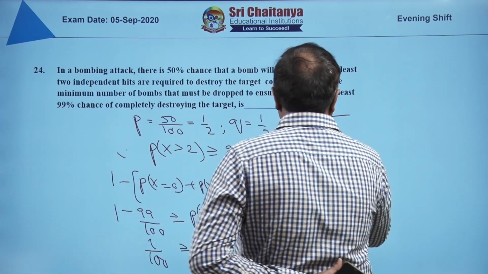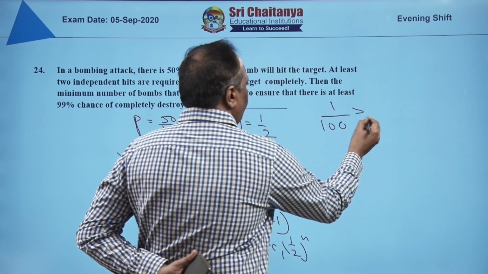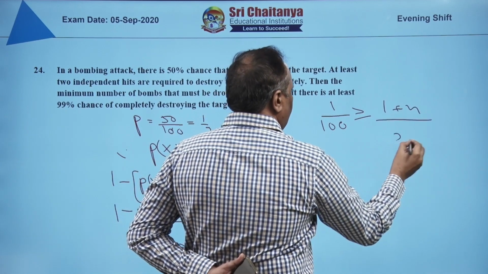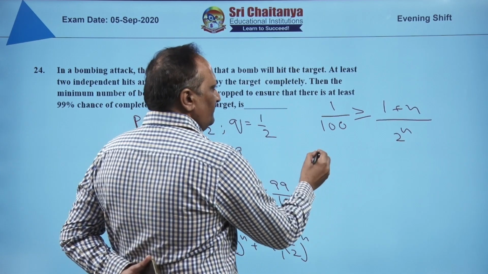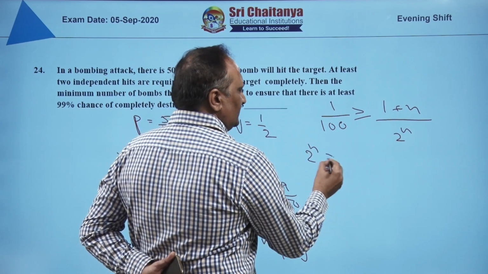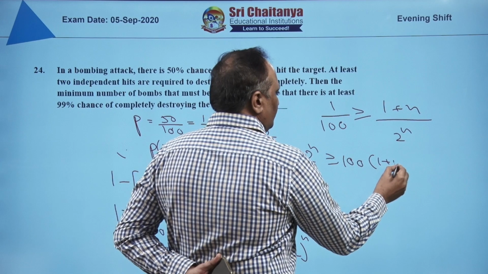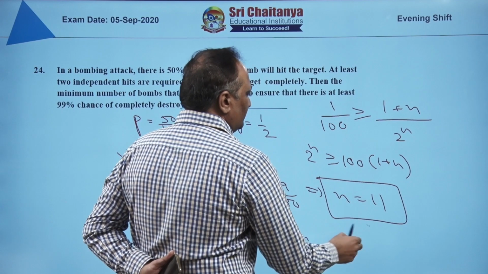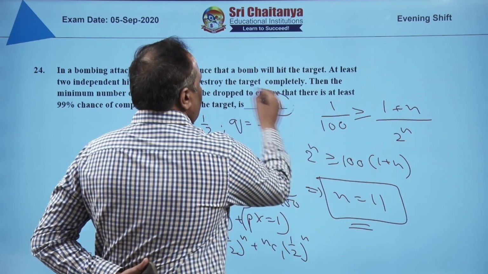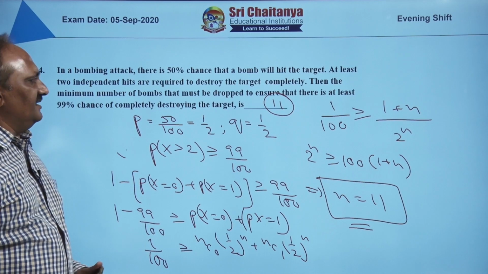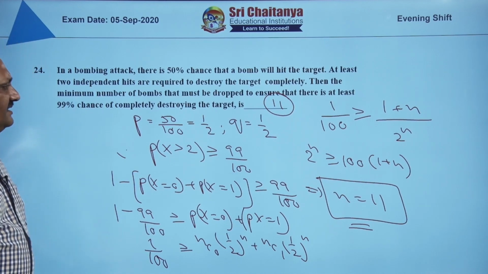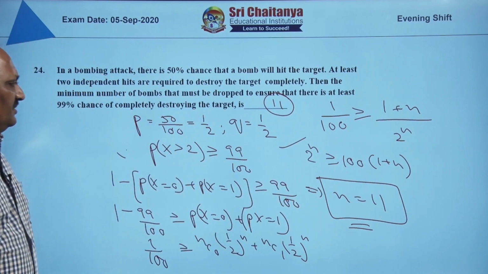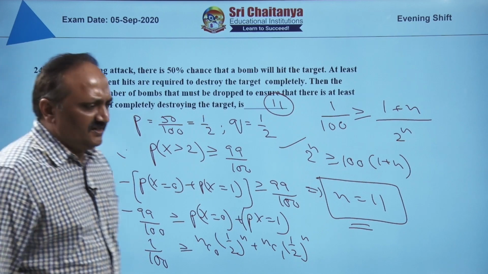So, 1 by 100 is greater than or equal to, this value is nothing but (1 plus n) by 2 power n. Simplifying this, 2 to the power n is greater than or equal to 100 into (1 plus n). The least value satisfying this is nothing but 11, 10 is not satisfying. So, the minimum number of bombs required is nothing but n equal to 11. You have to verify that expression after getting this: 2 power n is greater than or equal to 100 into (1 plus n). So, the n value is 11, that is not satisfied for 10.